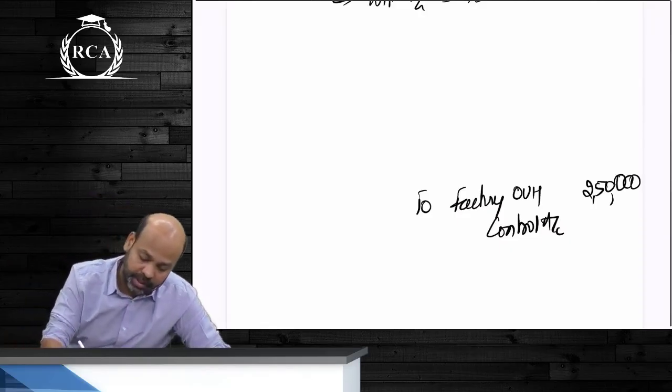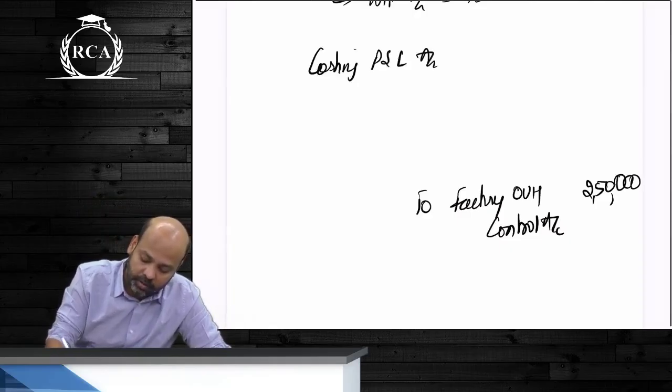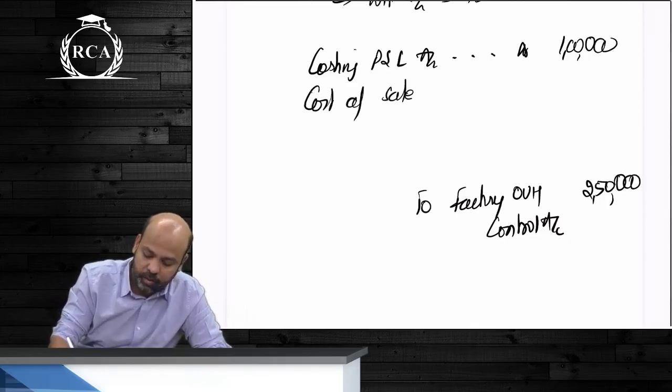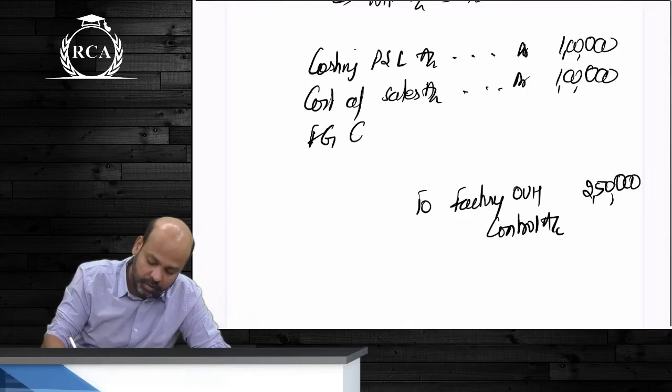How much are we directly transferring to costing P&L account? 1 lakh. I'll write costing P&L account debit 1 lakh. How much are we transferring to cost of sales account? Cost of sales account, I'll transfer 1 lakh. How much are we transferring to finished goods control account?